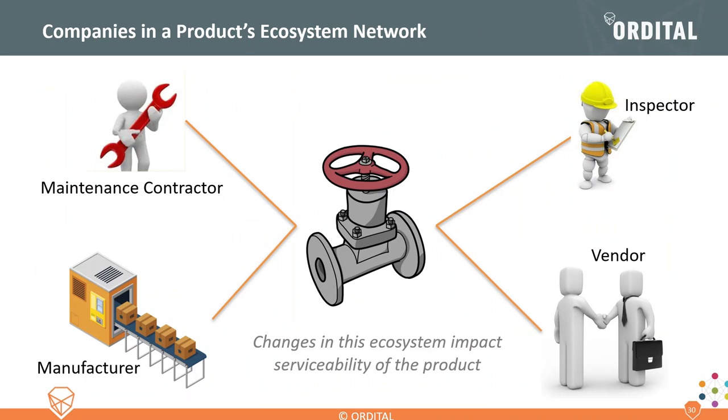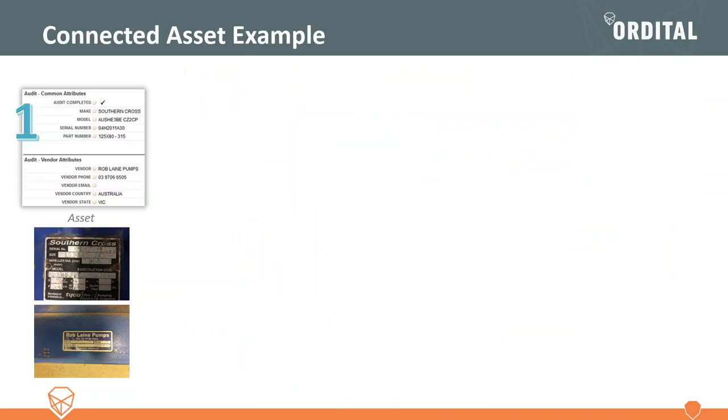And it's not just the manufacturers. We do that with any company that's related to it. If I look at an asset and the information on that asset out in the field, I might have a label from somebody that's doing a calibration, or somebody who sold it, or somebody who's servicing it, in addition, of course, to the manufacturer. So the way it exists in this case here, we'll see I've got Southern Cross as a pump, and Rob Lane was the vendor.